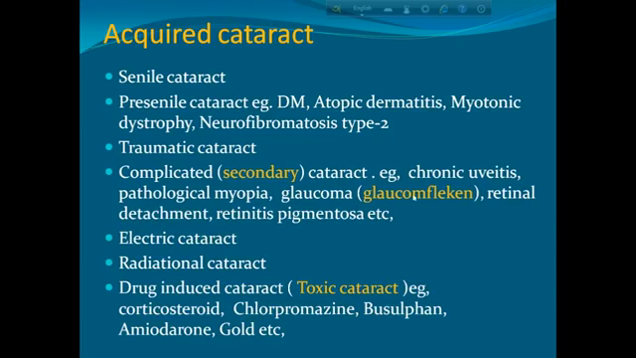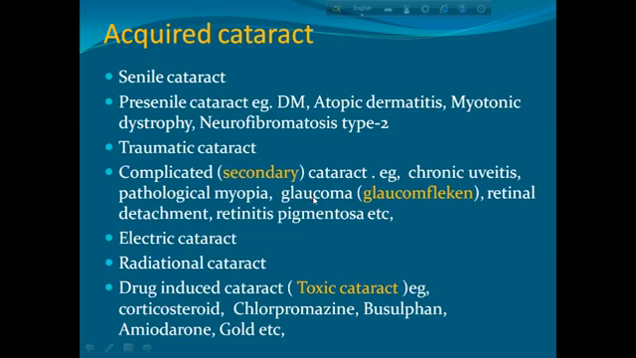There are two important things. One is complicated cataract, another is toxic cataract. A maximum examiner choice. What do you mean by complicated cataract? Answer: complicated cataract is the cataract due to some intraocular disease. As for example, chronic uveitis. You must say chronic uveitis. Some students say acute uveitis. No, chronic uveitis. Pathological myopia, glaucoma, specifically glaucoma.